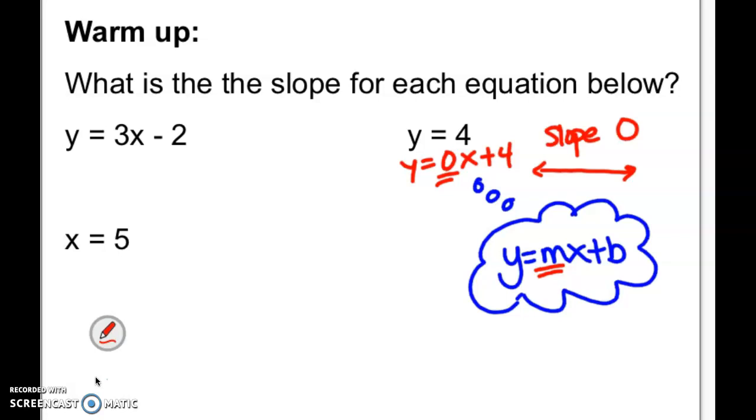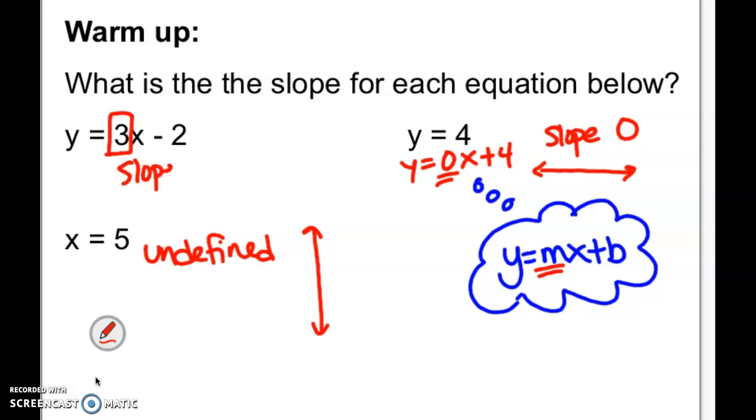My x equals 5 then is going to be my undefined. Because there is no y equals, so we can't write it in that slope-intercept form. Right, it's going to be a straight line up and down at x equals 5. And then identifying when it is y equals mx plus b, then your slope is easy to see.